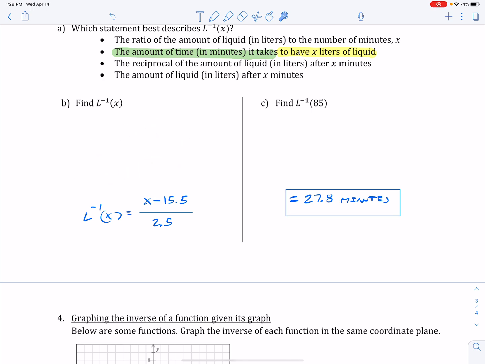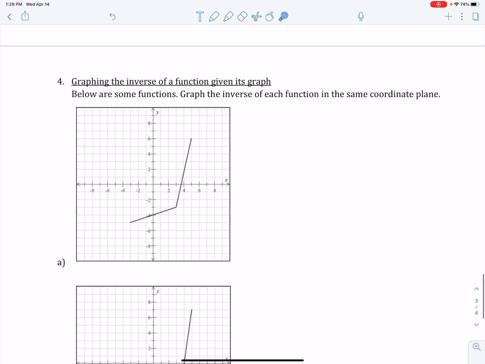This one might take a little bit of practice, but I believe you'll all be successful in getting it. Okay, graphing the inverse of a function given its graph. Seems difficult, but it's really not. Below are some functions. Graph the inverse of each function in the same coordinate plane.